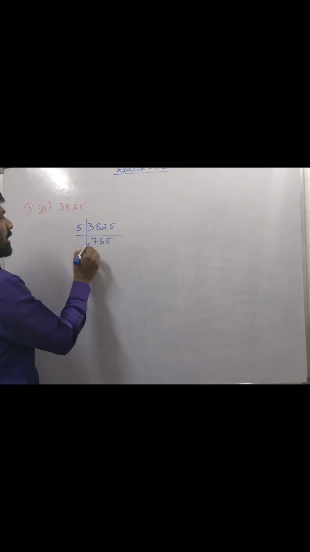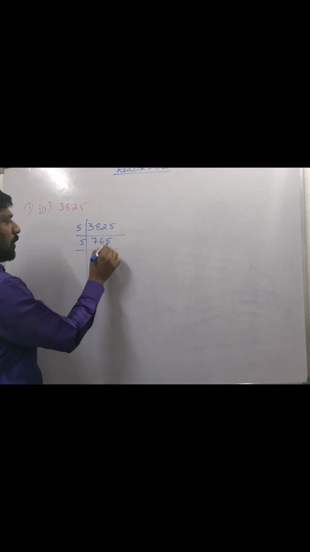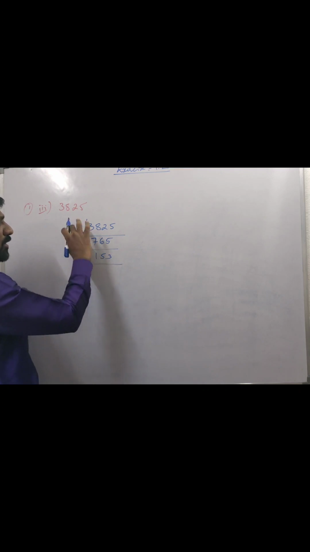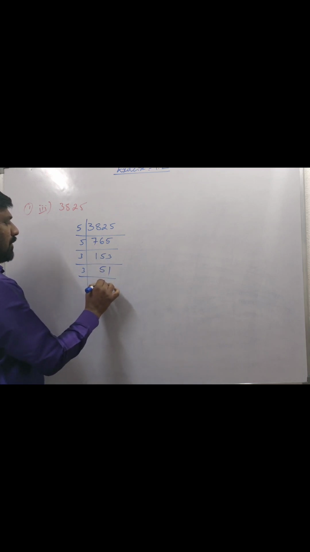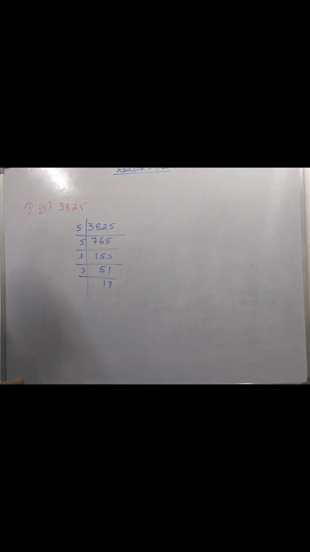Right? Next, again it goes in the 5 table. 5 1s are 5. 5 5s are 25. 5 3s are 15. So I think it goes in the 3 table. Only with the prime numbers you have to do it. So 3 5s are 15. 3 1s are 3. 3 7s are 21. 17 is a prime number. You can stop at this point.